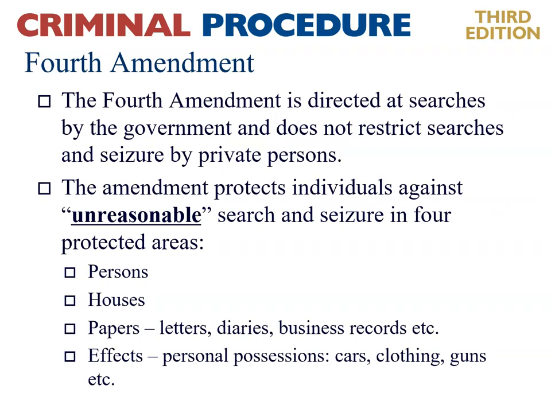So with that being said, the Fourth Amendment is, again, directed at searches by the government and does not restrict searches and seizure by private persons. Now, the amendment protects individuals against unreasonable search and seizure in 4 different protected areas. Okay, and remember the fourth. We talked about the Fourth Amendment, about the right of the people to be secure in their persons, houses, papers, and effects. So we're talking about those 4 areas.